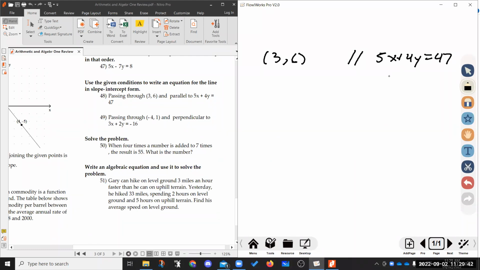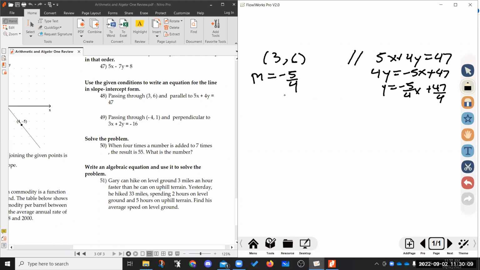So I need to find the slope of this line that it's parallel to by solving for y. 4y equals negative 5x plus 47. y is equal to negative 5 fourths x plus 47 over 4. The y-intercept is not important to me there. I need the slope. So my slope of this given line, since they're parallel, they have the same slope. My slope of this line is going to have to be negative 5 fourths as well.